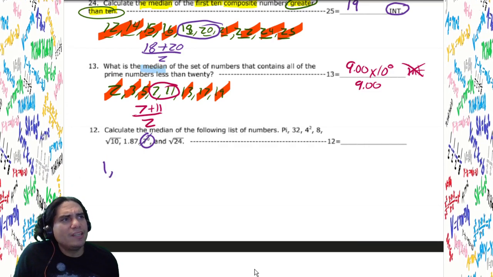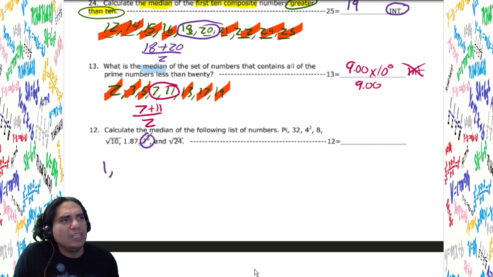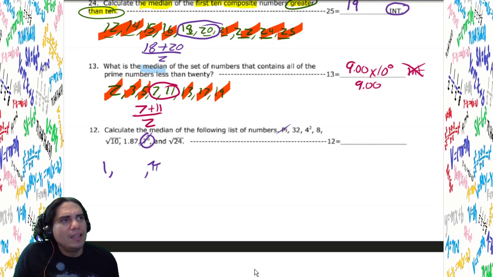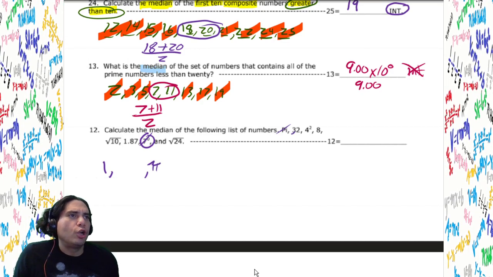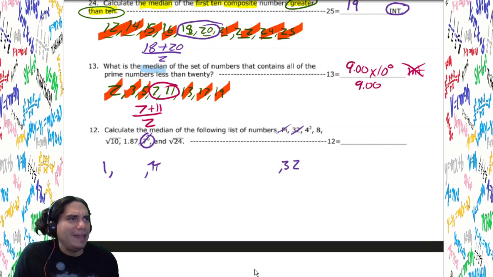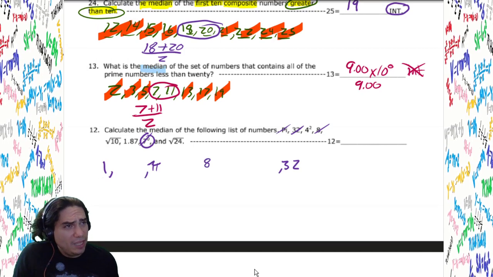Then we're going to go ahead and check out, let's see, pi. Pi, I already know, is about 3.14. Pi is right there. So I'm going to go ahead and put pi over here, okay? Let's see if there's anything in between. 3 squared is pretty big, 9. So we're going to put it over here, okay? And I know 8 is bigger than pi, so we'll put it like over here.